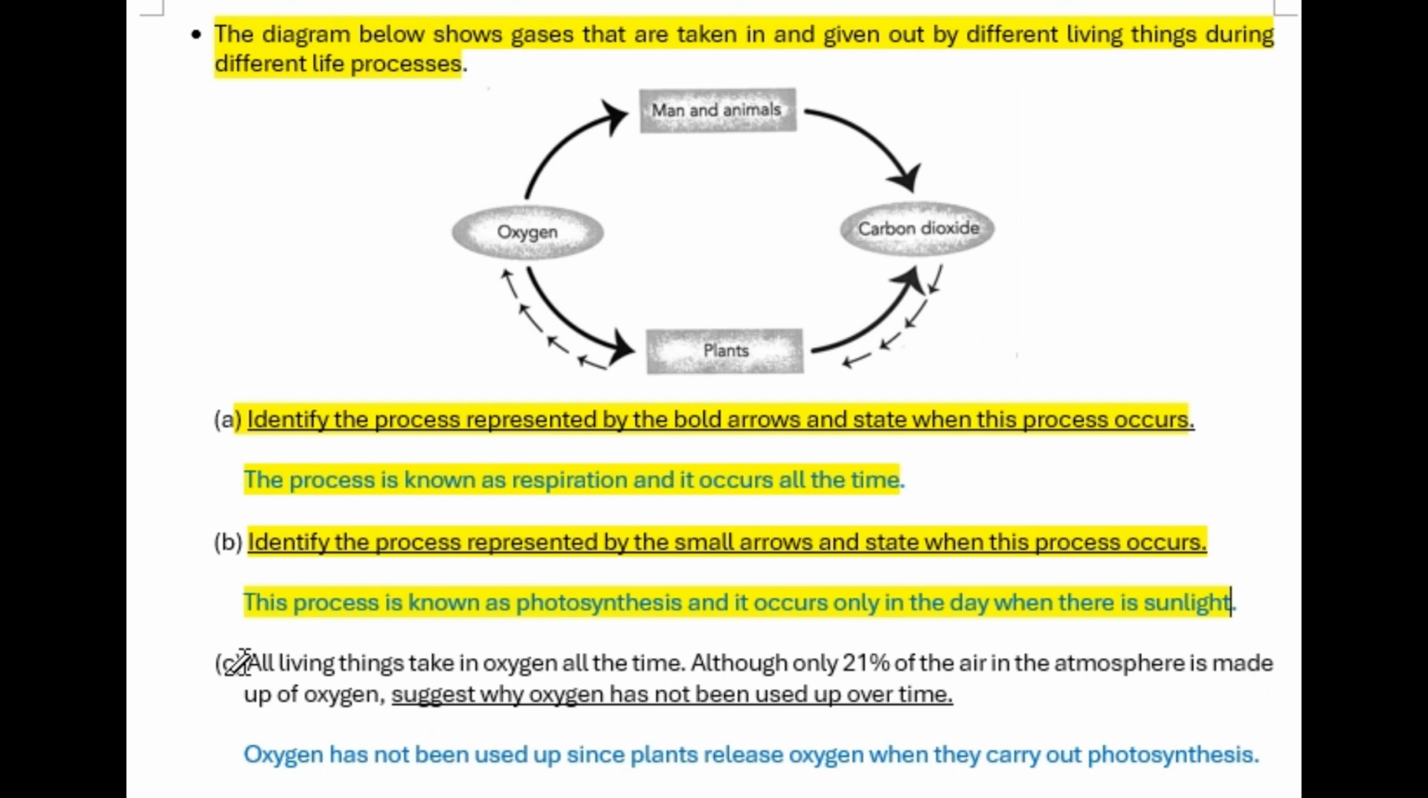C. All living things take in oxygen all the time. Although only 21% of the air in the atmosphere is made up of oxygen, suggest why oxygen has not been used up over time. Oxygen has not been used up since plants release oxygen when they carry out photosynthesis.